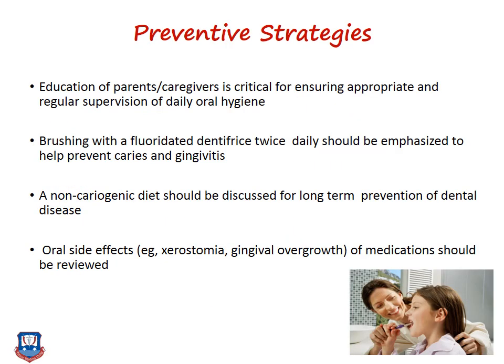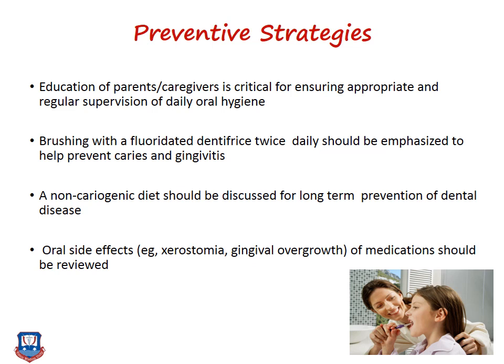So what are the preventive strategies that need to be followed? Education of parents or the caregivers is critical for ensuring appropriate and regular supervision of daily oral hygiene. Brushing with a fluoridated toothpaste twice daily should be emphasized, which helps prevent caries and gingivitis. A non-cariogenic diet should be discussed for long-term prevention of any dental diseases.